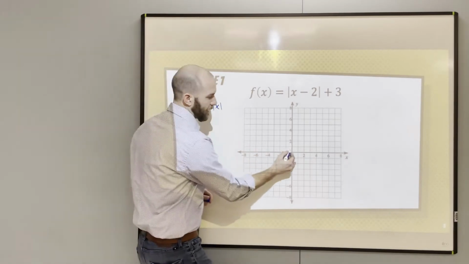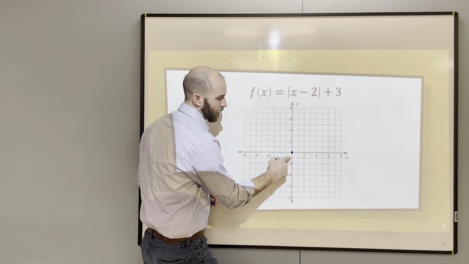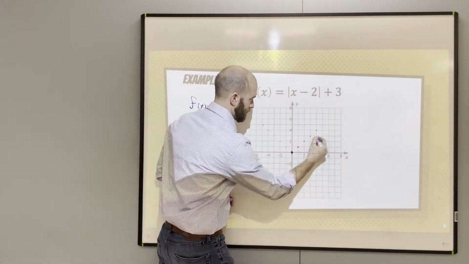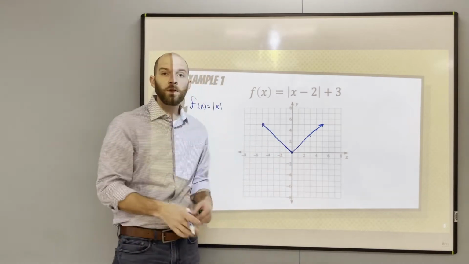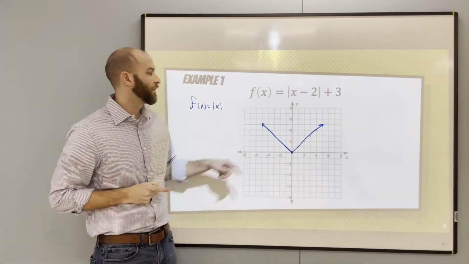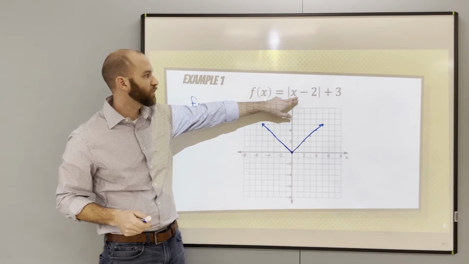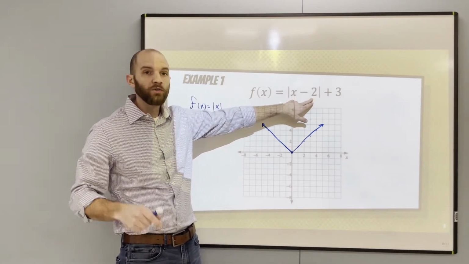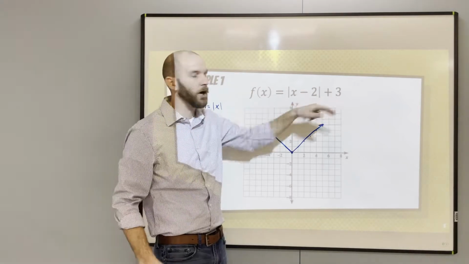So let's make a quick graph of the absolute value of x. We have a point at 0, 0. There's our vertex. And we can make a quick sketch from there for our absolute value of x. Now, what this transformation tells us to do is it makes us go to the right 2 and up 3.